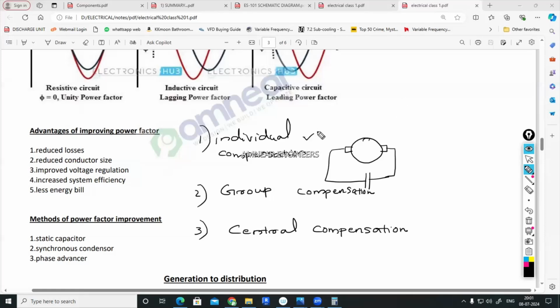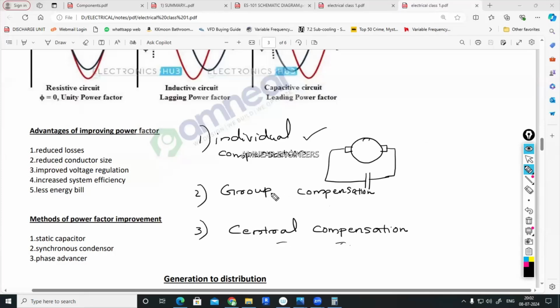So individual compensation is for compensating the reactive power of only one inductive load. Group compensation is for compensating the reactive power of a group of inductive loads. Central compensation is used centrally, for a building having different types of inductive loads. For that electrical system, all its reactive power has to be compensated centrally. Then there you should use the central compensation method.